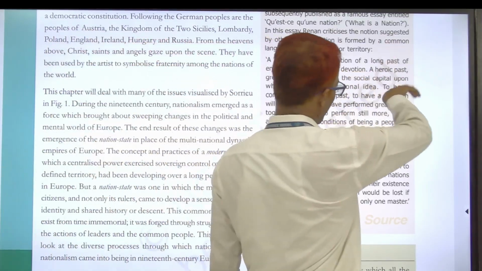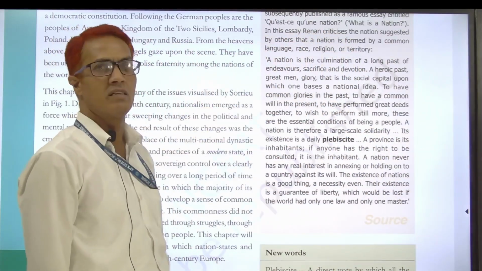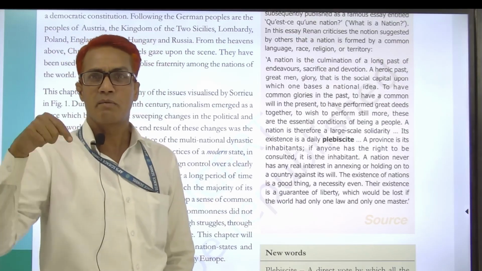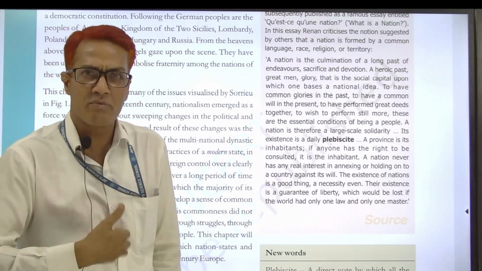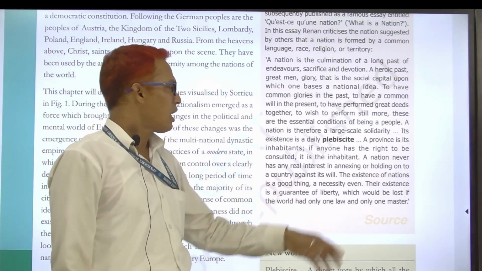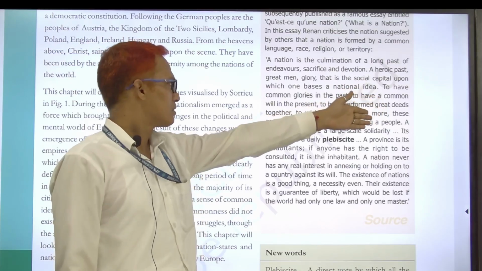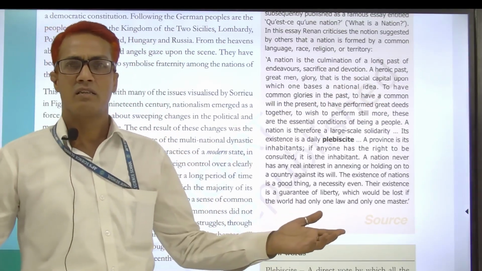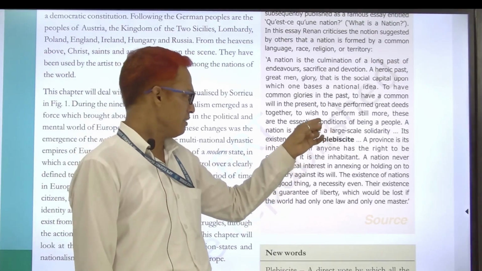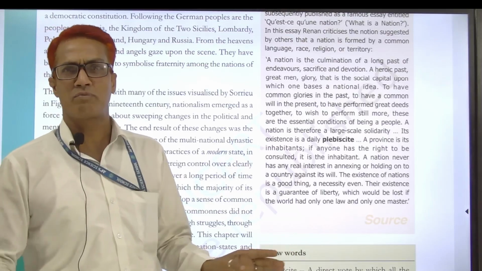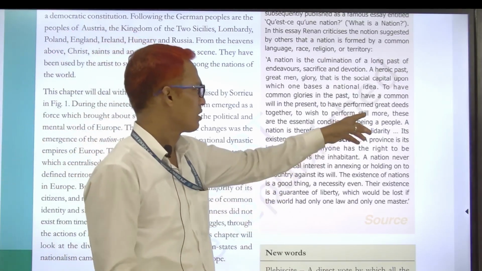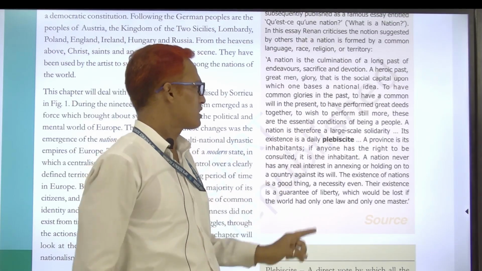After that, that is the second point. We think about the third point, to have common glories in the past. If the people and rulers of the nation have the common glory of the past, then in the present they have the common will, meaning desire, to improve their nation, for modernization of that nation. And for the future they want to perform great deeds together. They think together, they will do very great work together. So to wish, the desire to perform still more. We are not satisfied with today's work, so we will think about more. So perform great deeds, perform still more. These are the essential conditions of being a people.